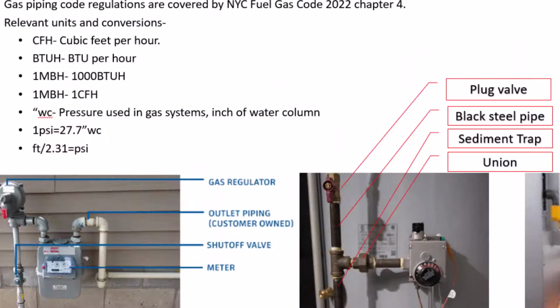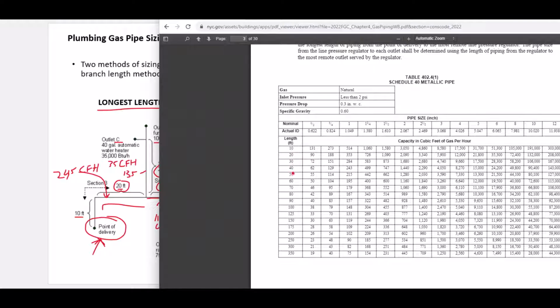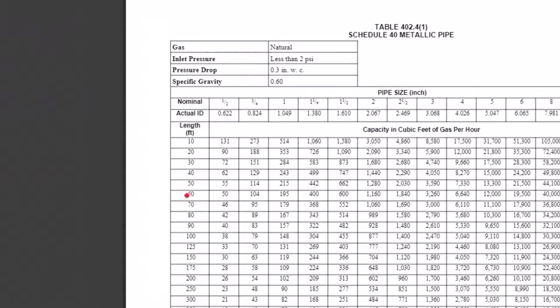So going back to our example, for this longest length method, we have to use the longest length of 60 feet for every pipe section here. So we're going to first size this main section here, okay, the one that has a total of 110 plus 135, which is 245 CFH, and the distance will be 60. So if you go here, we find the length is 60, so they have one here. Let's say the length was 65, then you would just assume a longer length, and we would just use that length. But in this case, we have exactly a 60-foot length row here.